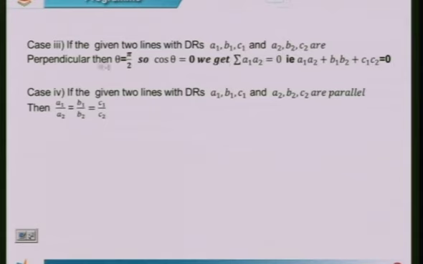Okay, here once again the perpendicularity condition: when theta is pi by 2, that is when the lines are perpendicular with the DRs A1, B1, C1 and A2, B2, C2. I will be getting, similar to sigma L1 L2, sigma A1 A2 equal to 0. That is this condition: A1 A2 plus B1 B2 plus C1 C2 equal to 0. It is very important. When the two lines are perpendicular with the DRs A1, B1, C1 and A2, B2, C2, then we have this condition.